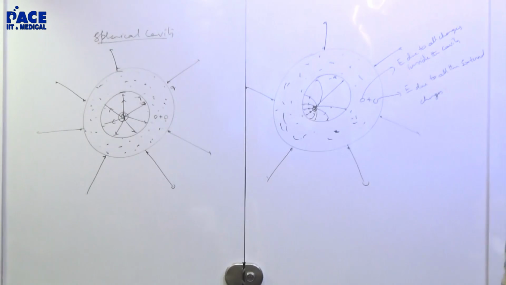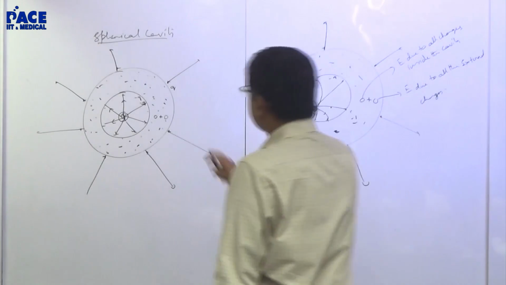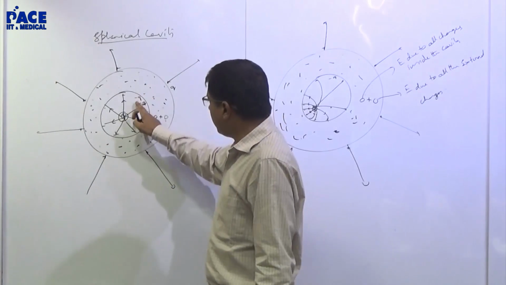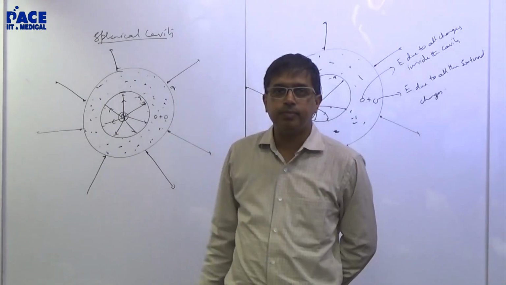In the first case, you have put a positive charge inside the sphere, right? What is kept here is plus Q. Only then minus Q is pulled in. If I keep minus Q, plus Q will be pulled in.